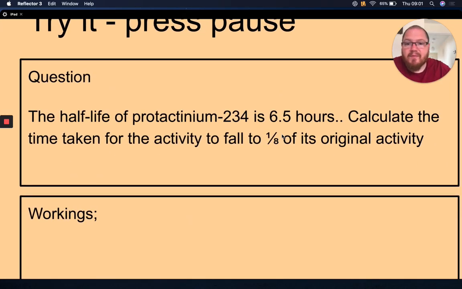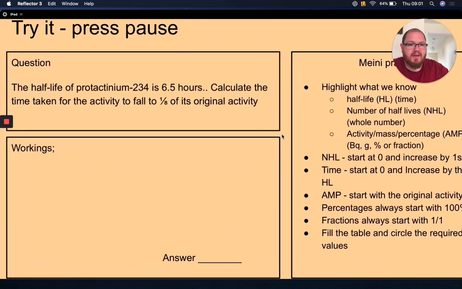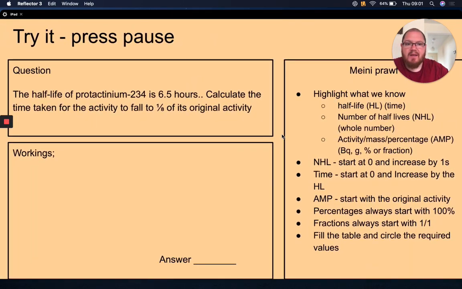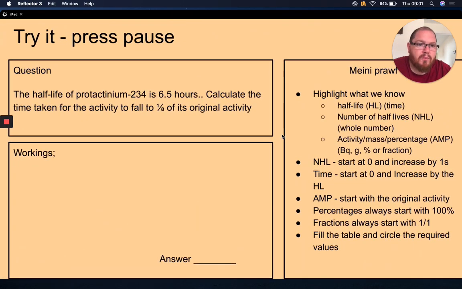The half-life of protactinium-234 is 6.5 hours. Calculate the time taken for its activity to fall to an eighth. So we're dealing with a ratio here. I'm just going to put the success criteria there, and press pause. Off we go.